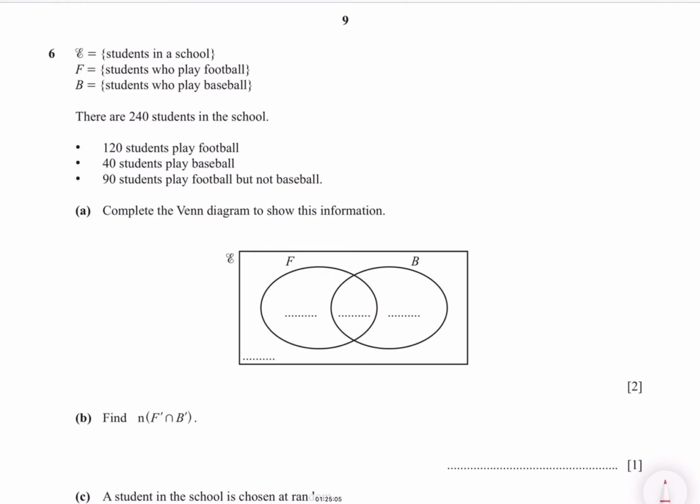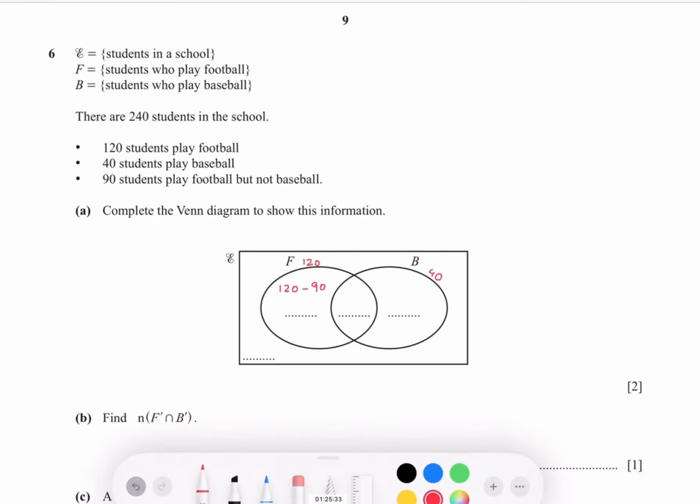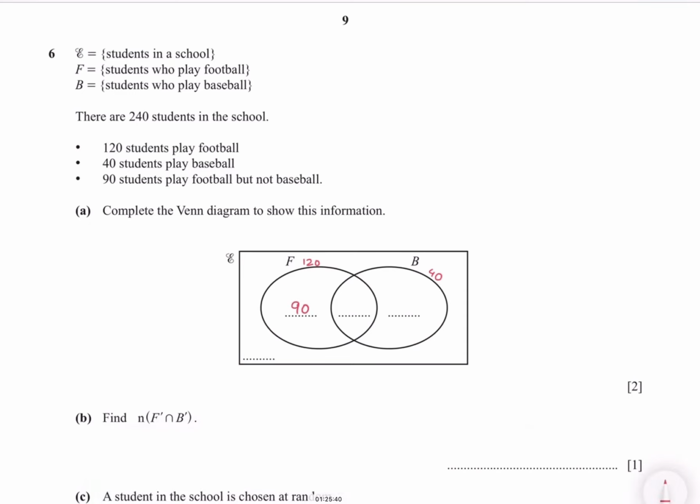Complete the Venn diagram. So 120, write it on the circle, 40 on the circle of baseball. There are 90 students who play football, so you write 90 here because they don't play baseball. So in the middle, 120 minus 90 is 30. 30 students are playing both football and baseball. Now 40 minus 30, 10 are playing only baseball.